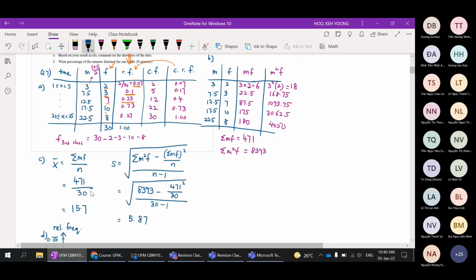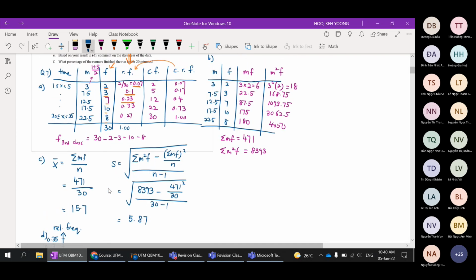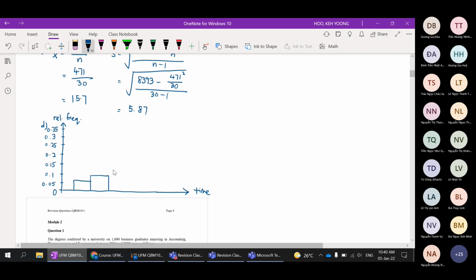Okay, next class, relative frequency is 0.1. So we continue to draw up to 0.1. Make sure the widths of the rectangles are the same. Okay, they are all the same. Next class, 0.23. So 0.23, you have, okay, around the middle.